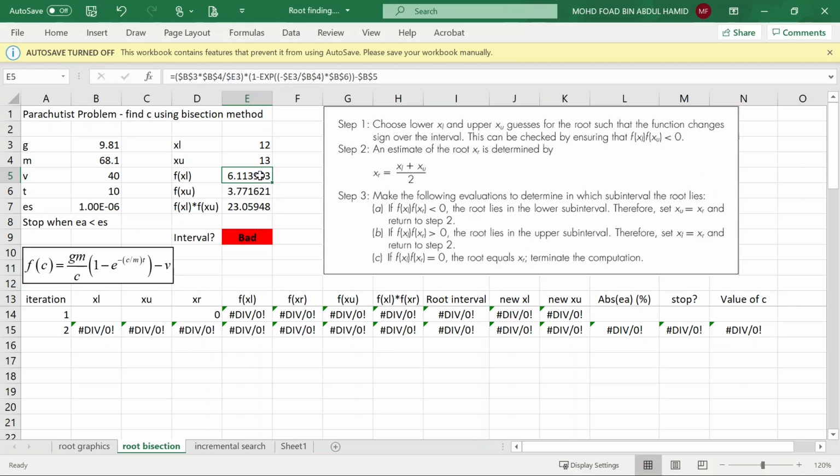Let's try with a different XU. We can keep trying. Let's try with 14. Okay, still not good. Try with 15. Okay, then it's good. For the sake of just an example, let me try my XU equal to 16, just like this example here.